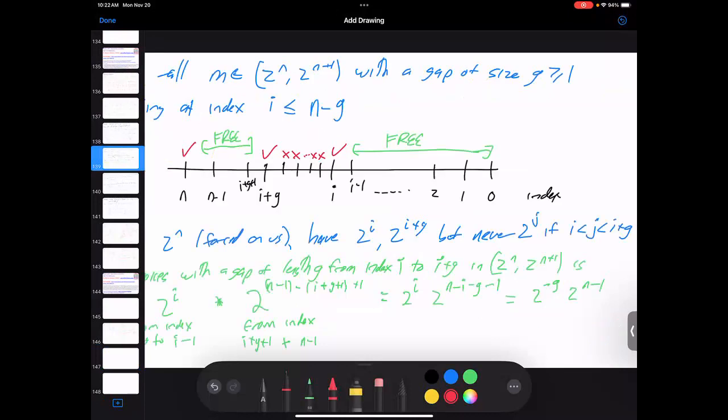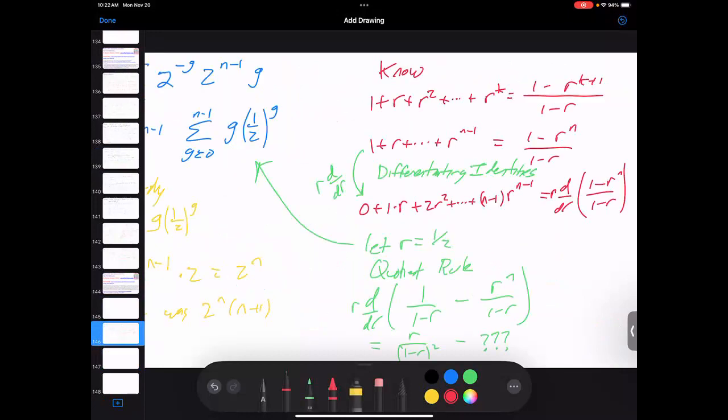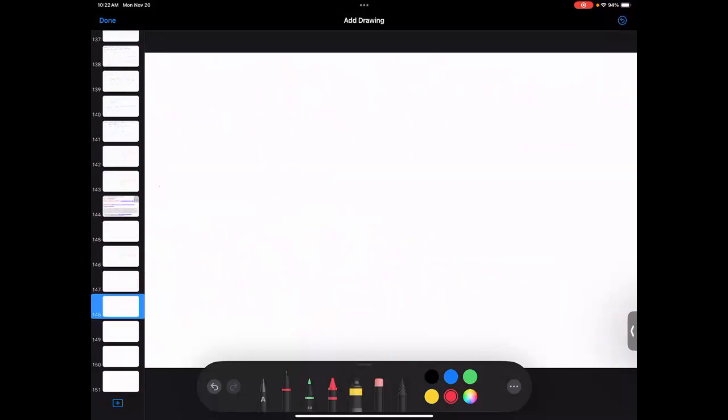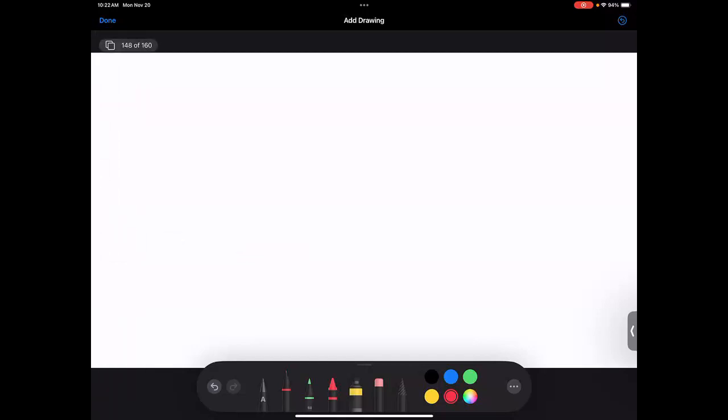And so when we go back to earlier, we had our formula for the number of gaps of length G, and then we can just divide that by the total number of gaps. Let's talk about another way to calculate the number of gaps. So this is the faster way to find the number of gaps.